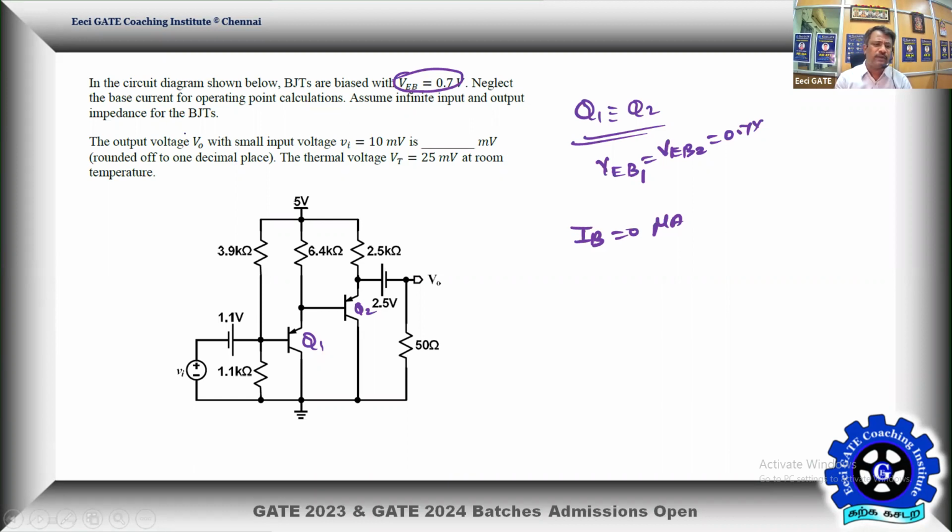Assume infinite input and output impedances for the BJTs. Infinite input means probably he means the AC base current is 0 and he means small r naught is equal to infinity. That's the early effect resistance for the small signal equivalent of the PNP. So this is for the DC and this is the information for the AC analysis. Now the problem is the output voltage V0 with the small signal input voltage VI. You can treat this as a small signal input VI of 10 millivolt. So VI is like an AC, you can feel Vin is equal to 10 millivolt.